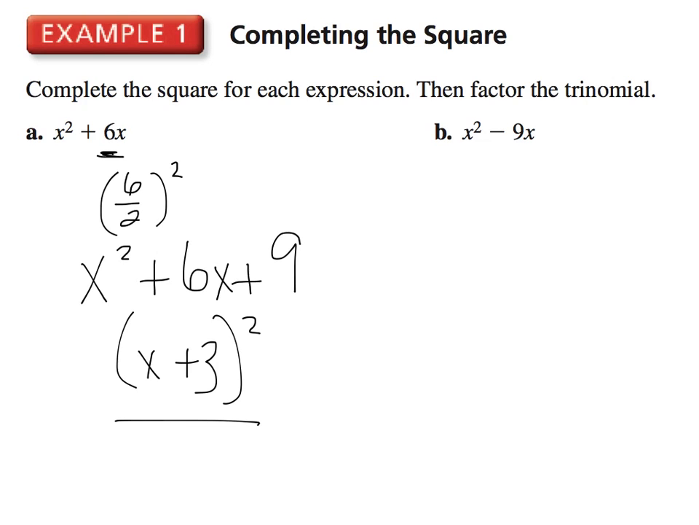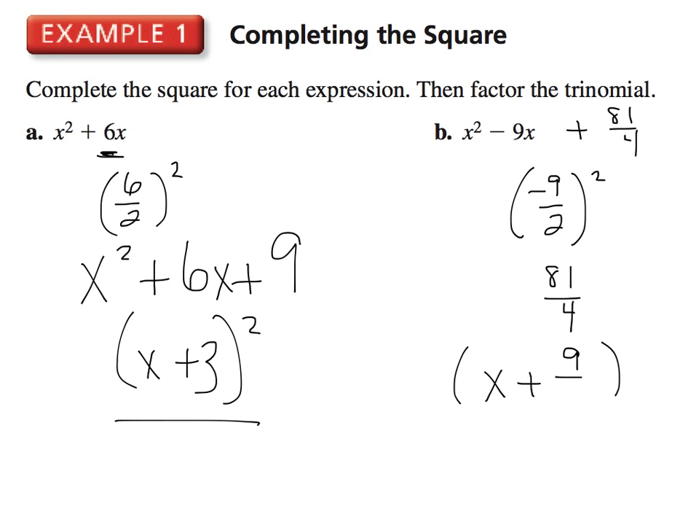If I had x squared minus 9x, I'd take half of negative 9, and I'd square it. Well, half of negative 9 is negative 9 halves. Squared would be 81/4. So you'd leave it as 81/4. Do not get decimals. Do not get mixed numbers. Leave them as improper fractions. If you'd factor this, you would get x plus 9 halves squared. Oh, not plus. I apologize on that. It would be minus.